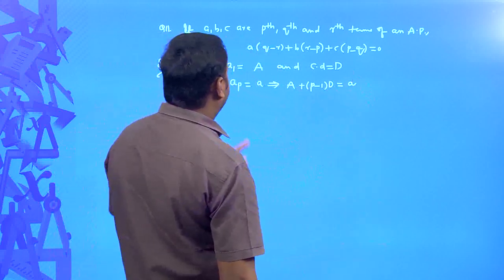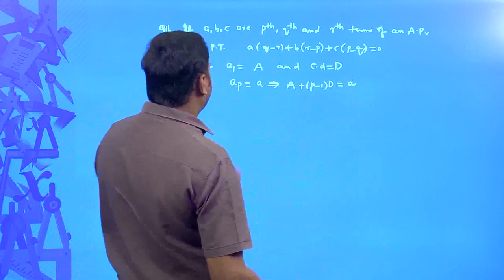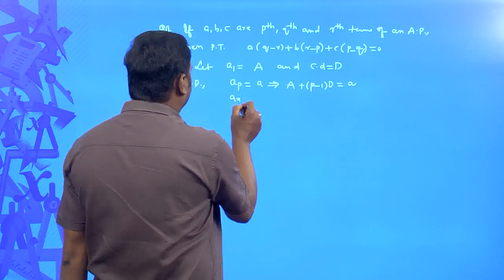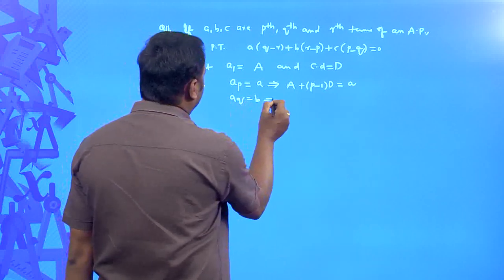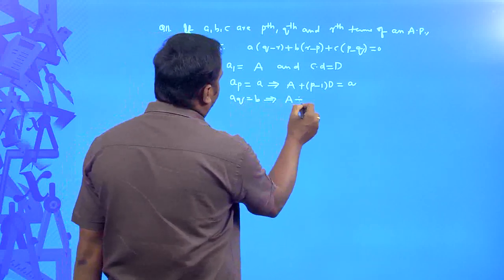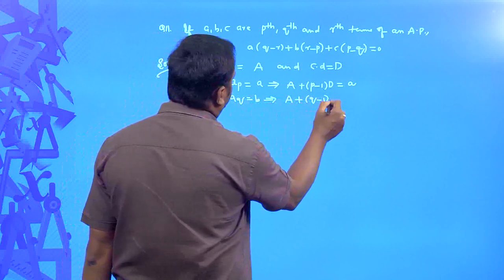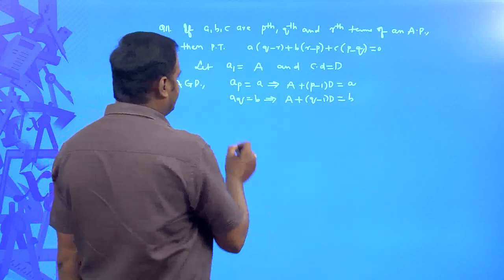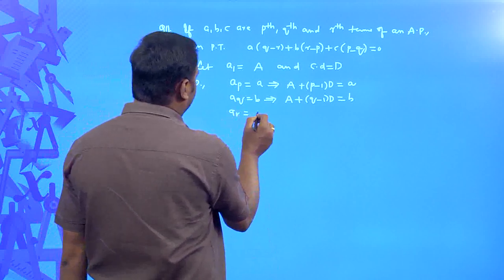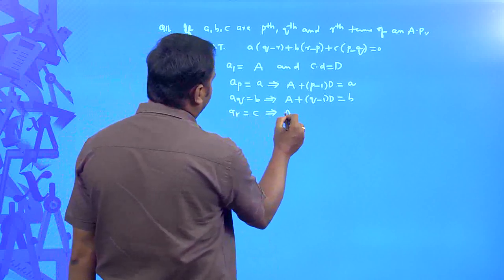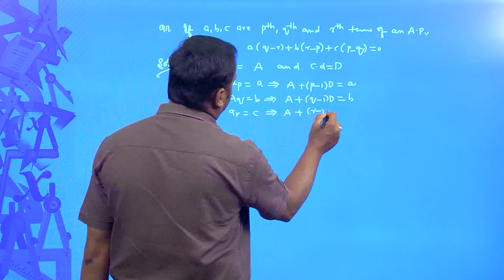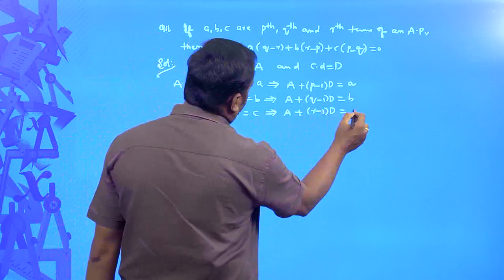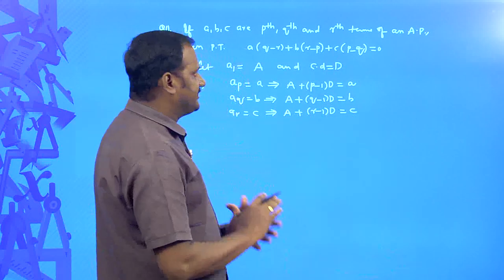And what is the second one? The qth term is b. The qth term means a_q is equal to b. So, what is the formula for the qth term? A plus (q minus 1) into D is equal to b. And the rth term is c. The rth term means a_r is equal to c. That implies A plus (r minus 1) into D is equal to c. This is the information given.